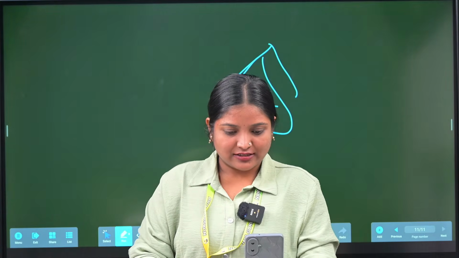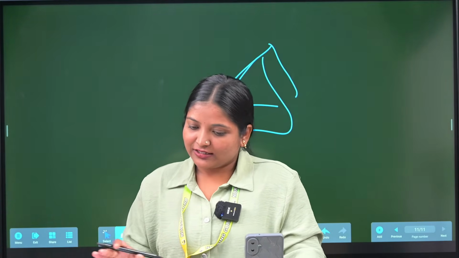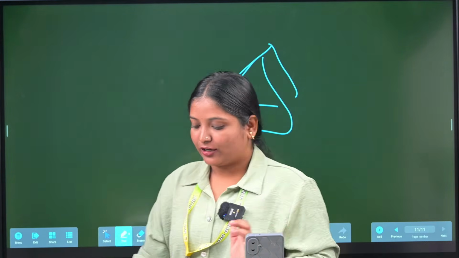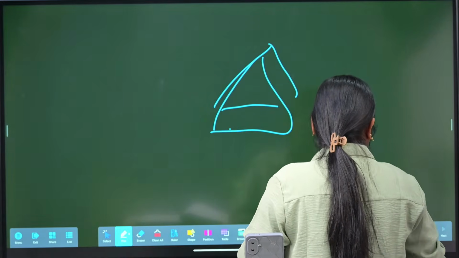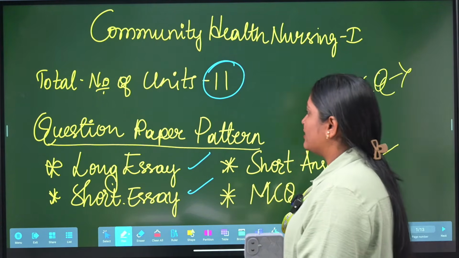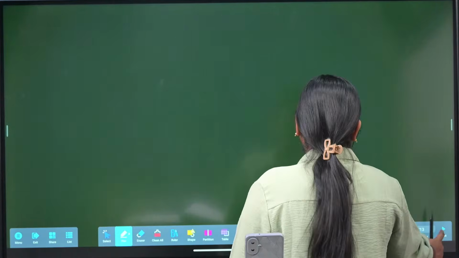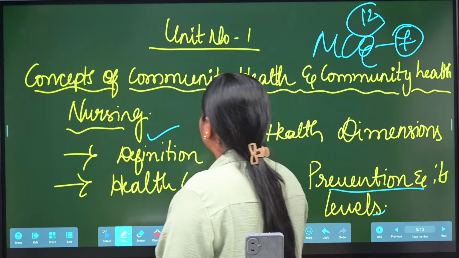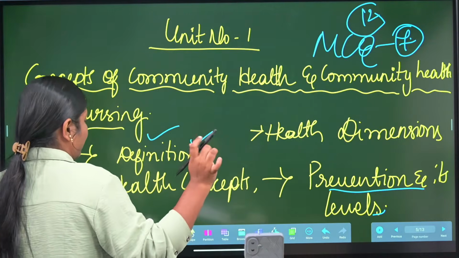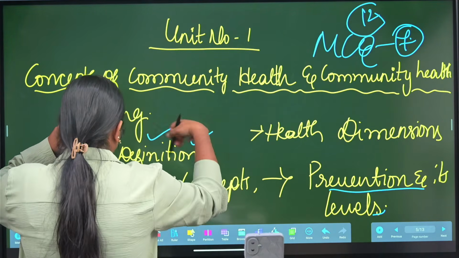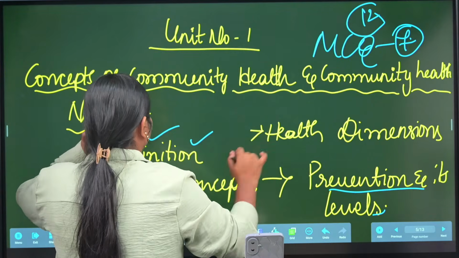First chapter important topics, I already told, even though once again I will tell you. You have to focus more on the determinants of health. Definitions of community health nursing, that you focus. Next is the definition of community health and community health nursing, two definitions you will study. Then concepts of health.